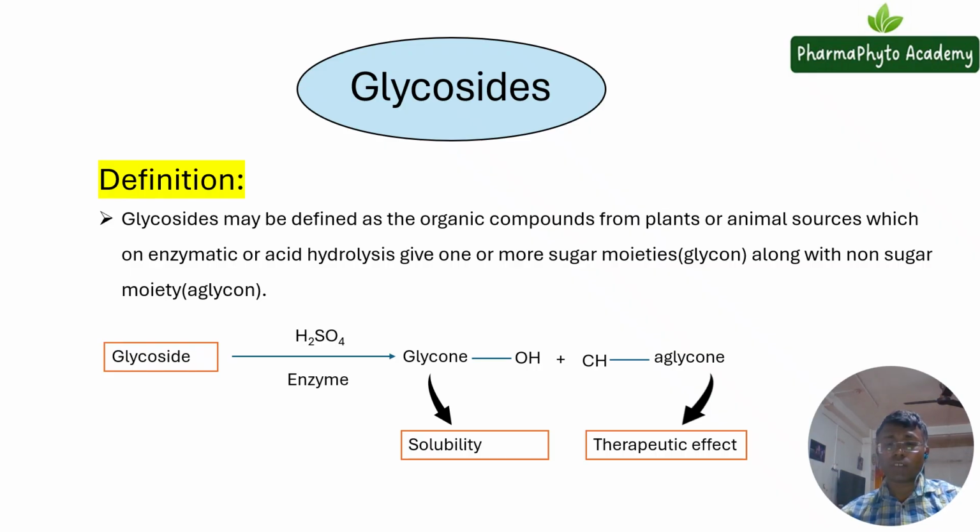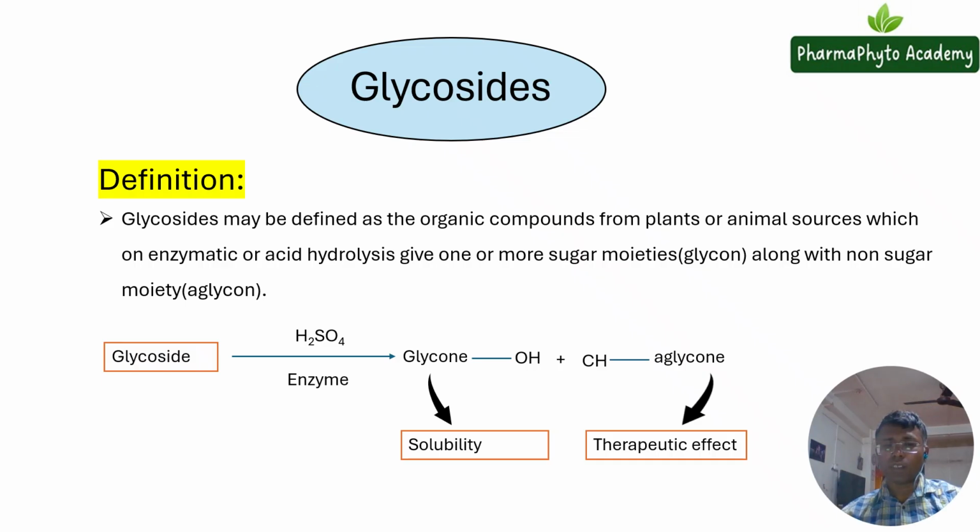Glycosides are organic compounds that can be obtained from plants or animals, and which on enzymatic or acid hydrolysis undergo cleavage into two parts. One is the sugar moiety, another is the non-sugar moiety. The sugar moiety is called glycon, and the non-sugar part is called aglycon.